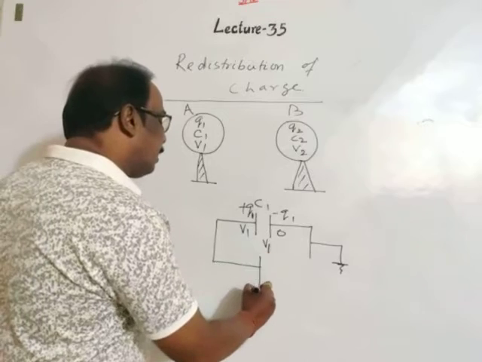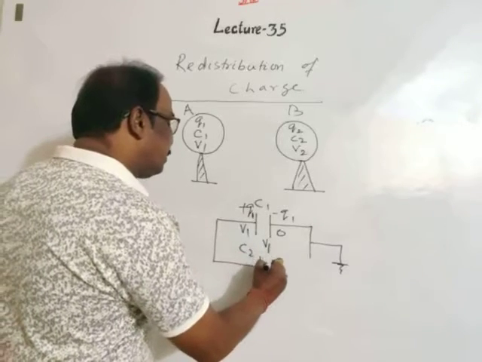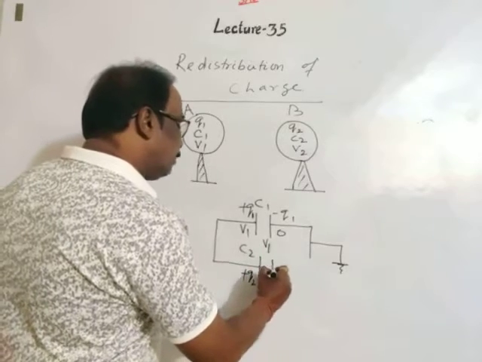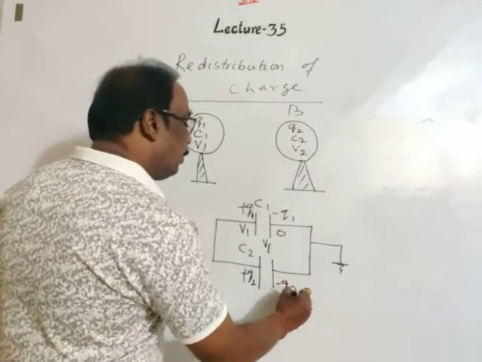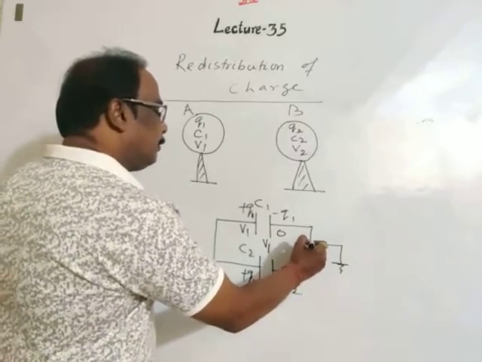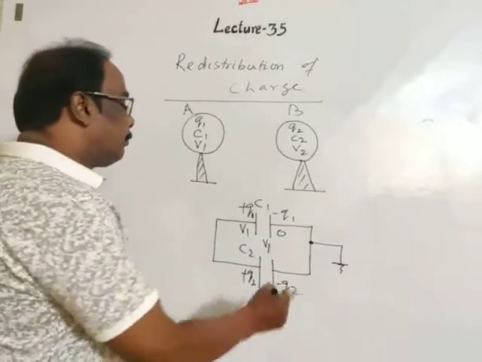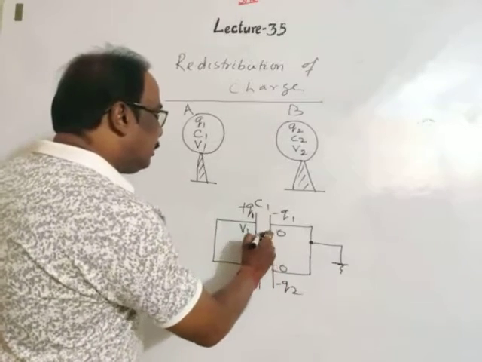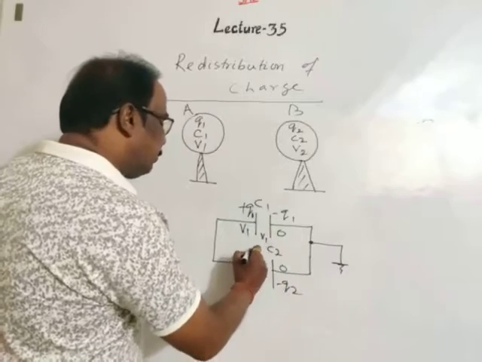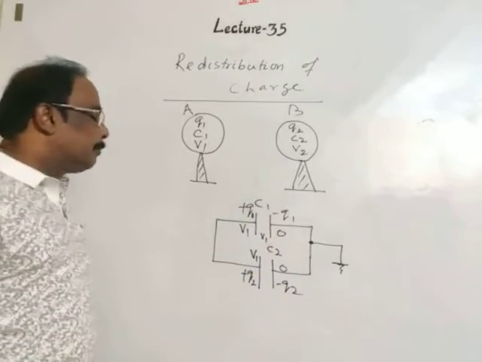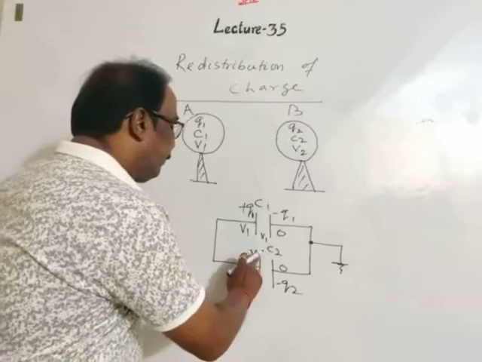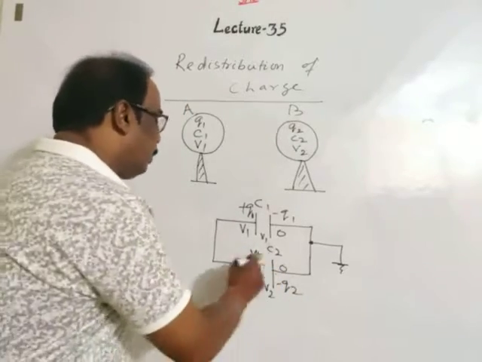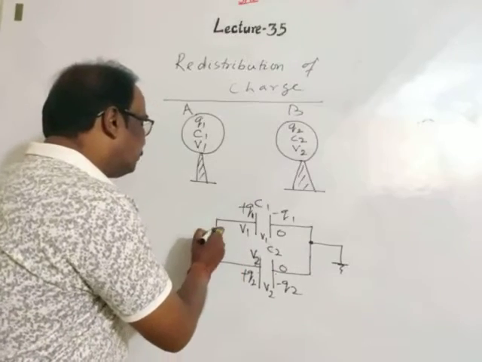Similarly, we may take another capacitor of capacitance C2. Charge on this capacitor is Q2. This is minus Q2. This is the common point, which is earth. Then potential of this plate is also 0. Capacitance is C2. Let the potential of this plate be V2. Then potential difference between these two plates is V2 minus 0, which is V2. Now the circuit is open.